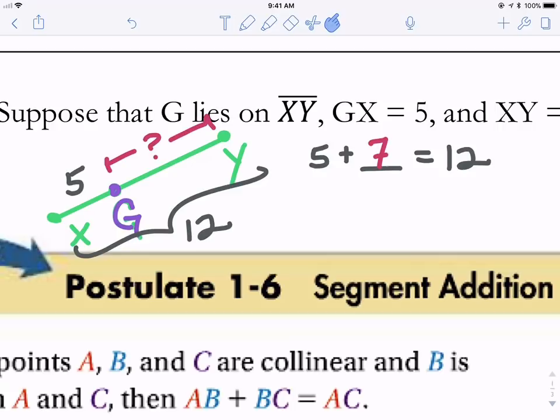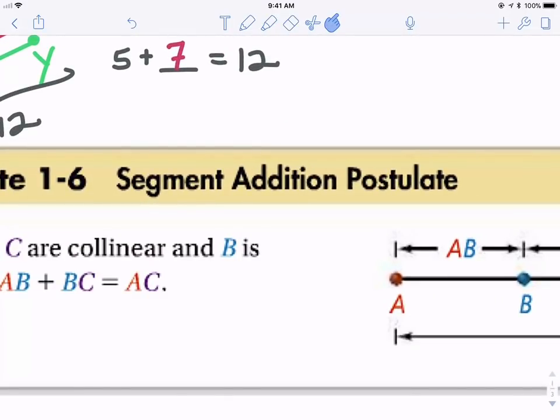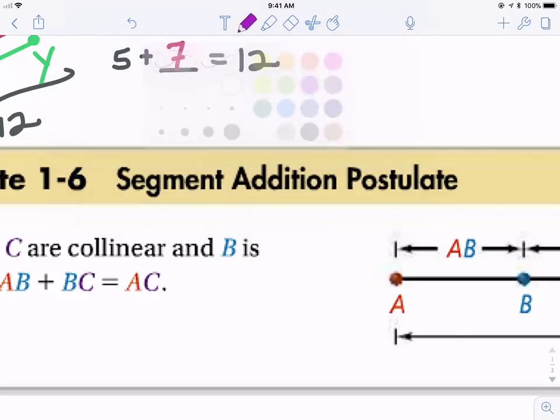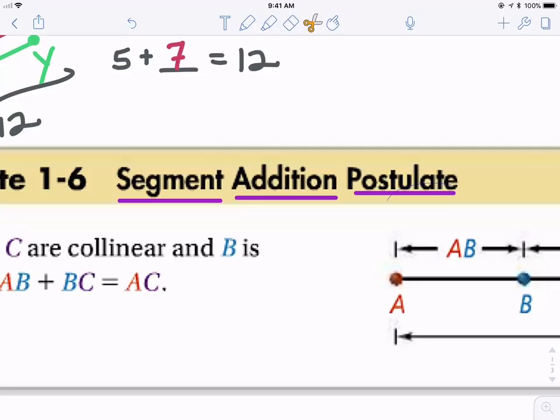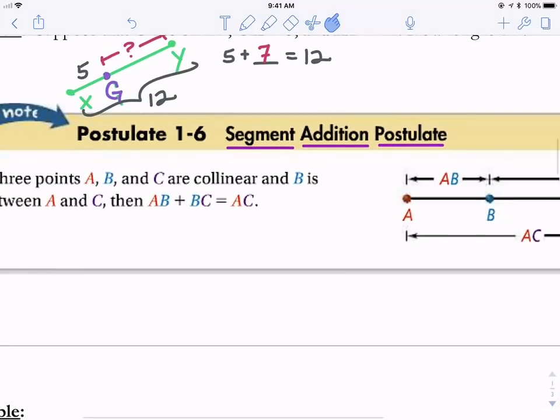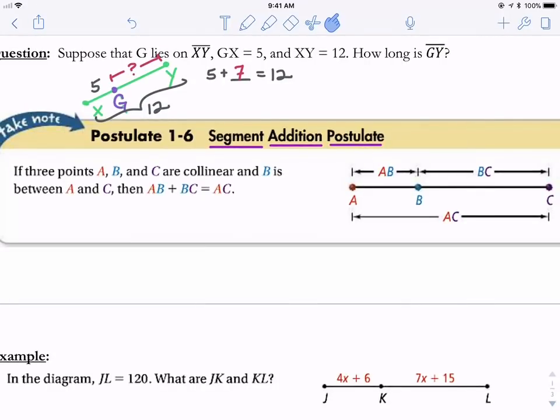Well, we just used what's called the segment addition postulate. The segment addition postulate is going to come up all the time in geometry. We'll use it all year long. This is not something that we talk about in chapter 1 and then don't see again. It's going to come up all year long. So the segment addition postulate is one of those things that's really super helpful, but it's also pretty simple.